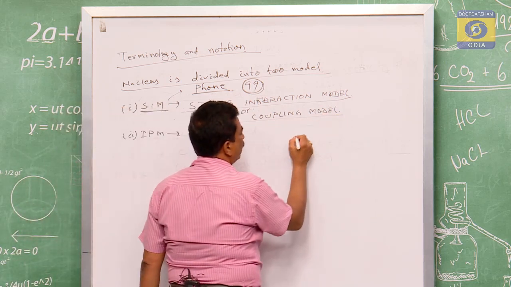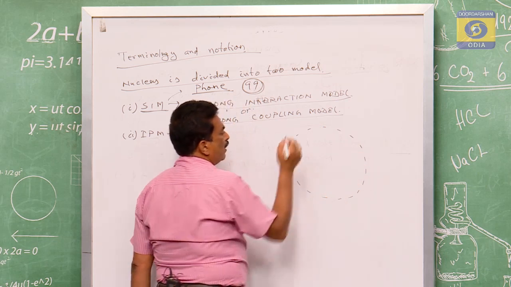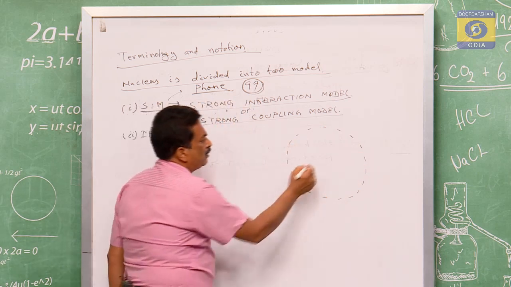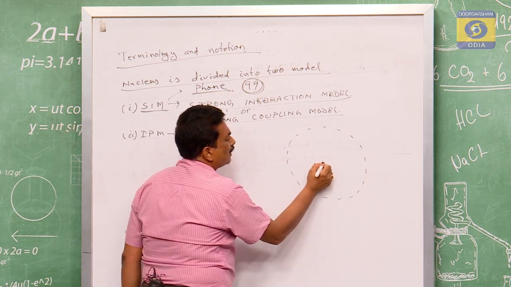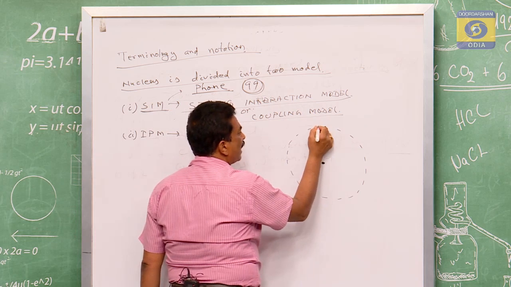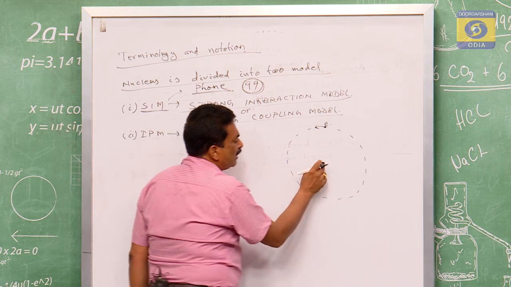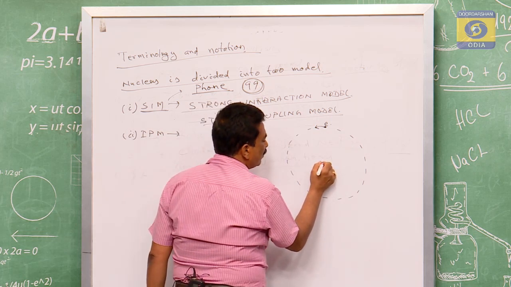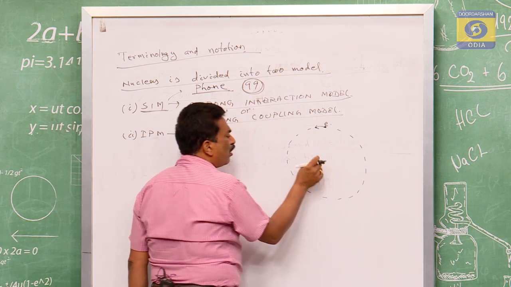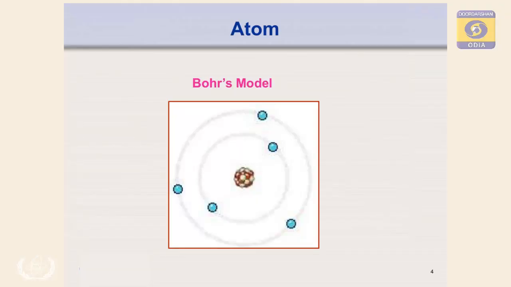Let us go to the atomic structure. Suppose this is your atom. The central part we call the nucleus. Around the nucleus the electrons are revolving. This is the electron, and the central part is the nucleus. This nucleus is a very small part of the atom. So, how small is it?